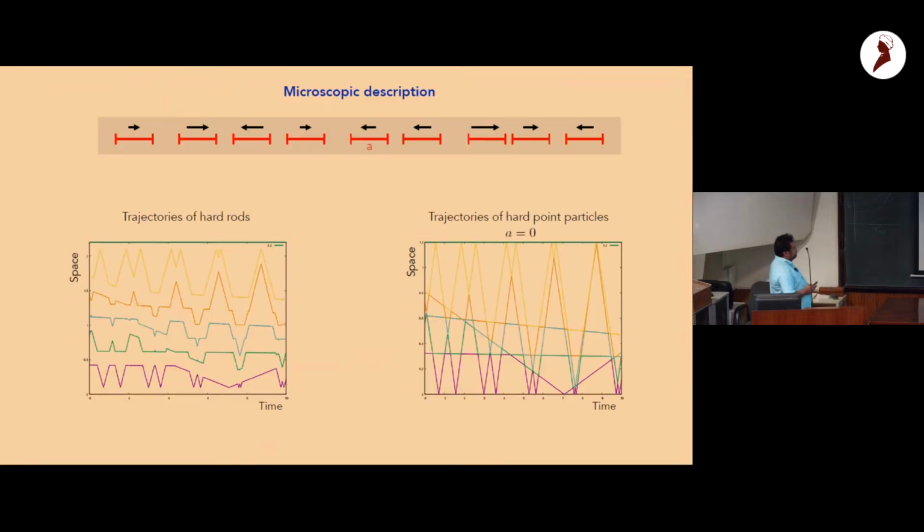Okay, so before going into that, let me give you a microscopic description. These are sample trajectories of hard rods that you can simulate, and they look like this. But if the radius of the rods goes to 0, then they become hard point particles, and the corresponding trajectories look like this. They just get reflected off each other, and they exchange momentum.